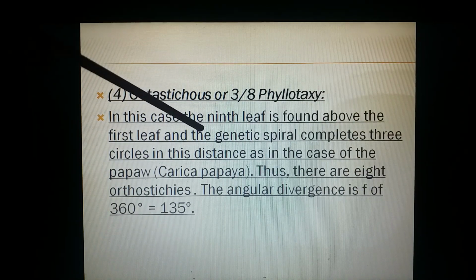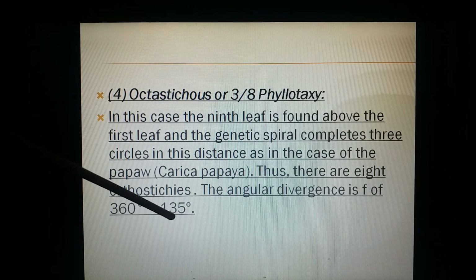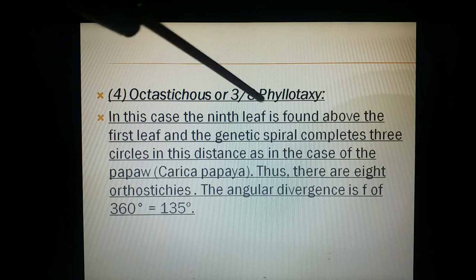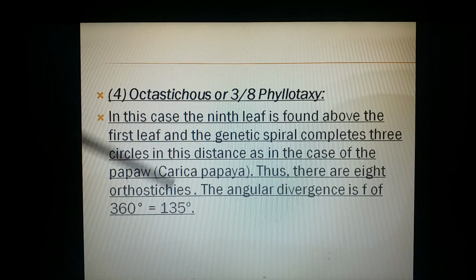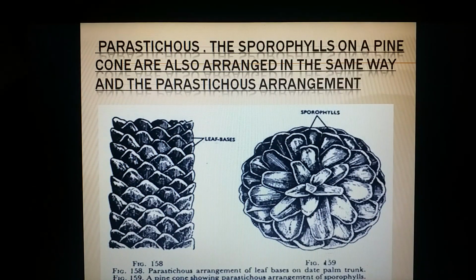Similarly, octastichous: leaves are arranged in 8 vertical rows, and the angle of divergence is 135. It is called 3/8 phyllotaxy, 3 genetic spirals and 8 vertical rows of leaves. And so the angle of divergence is 135. You could see it in the case of Carica papaya. Then the leaves are arranged in a number of vertical rows which cannot be measured, and it is said to be parastichous. These are all persistent leaf bases of Phoenix.